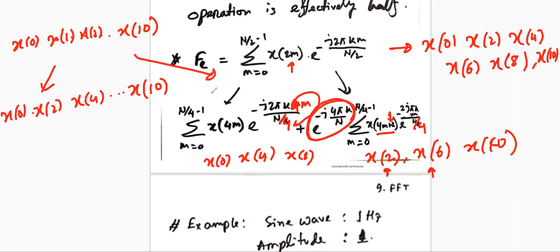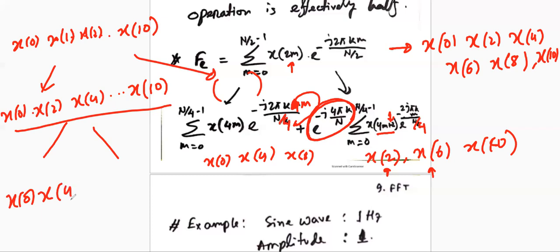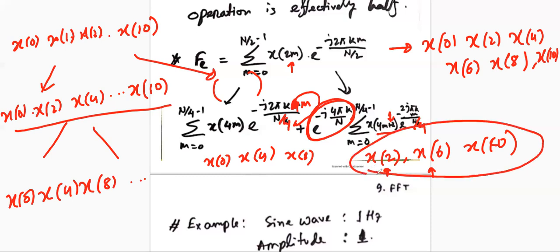And we have the odd numbers in another bucket. Now we are dividing this even function in two buckets. In one bucket, we have x0, x4, x8, and so on. And in the other bucket, we have x2, x6, and x10.